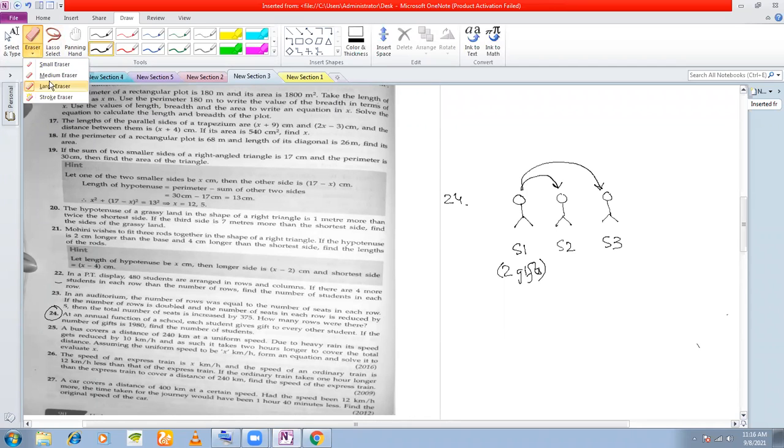Next, if student 2 is giving gifts to every other student, how many can he give? He can give 1 to student 1, and he can give 1 to student 3. So how many gifts does he have to bring? Again, he has to bring 2 gifts, right? Student 3 will give to student 1 and student 2. So he also has to bring 2 gifts. So what is the total number of gifts?